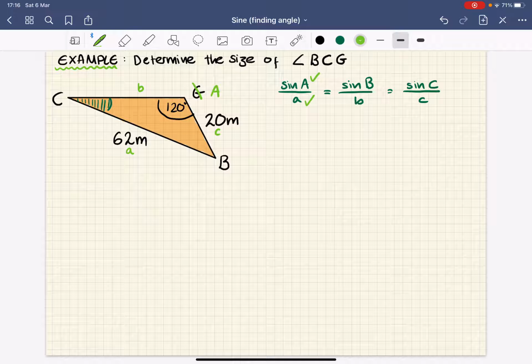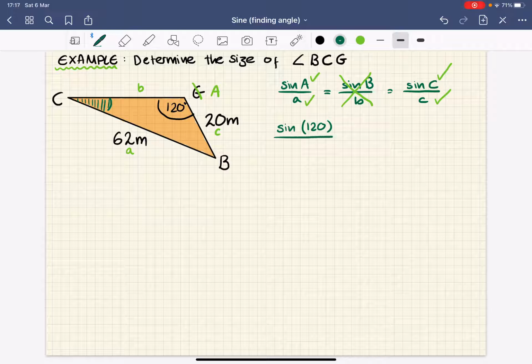Angle B, I don't know the side b. Angle C I want to find out, and I know what my lowercase c is, which is 20. So I'm getting rid of that middle fraction. Then doing my substitution, I'm going to have sine 120 all over 62 equals sine C all over the 20. Then doing my rearranging, sine C is the thing I want.